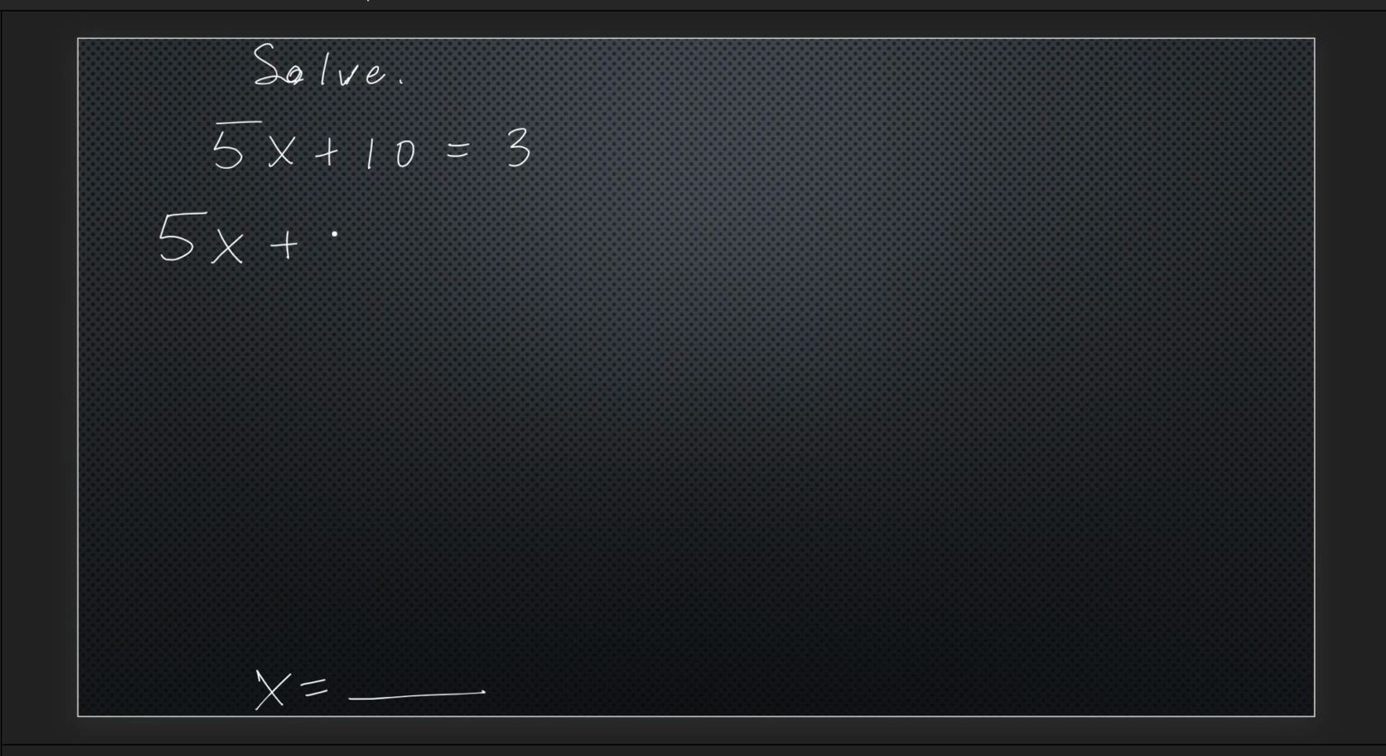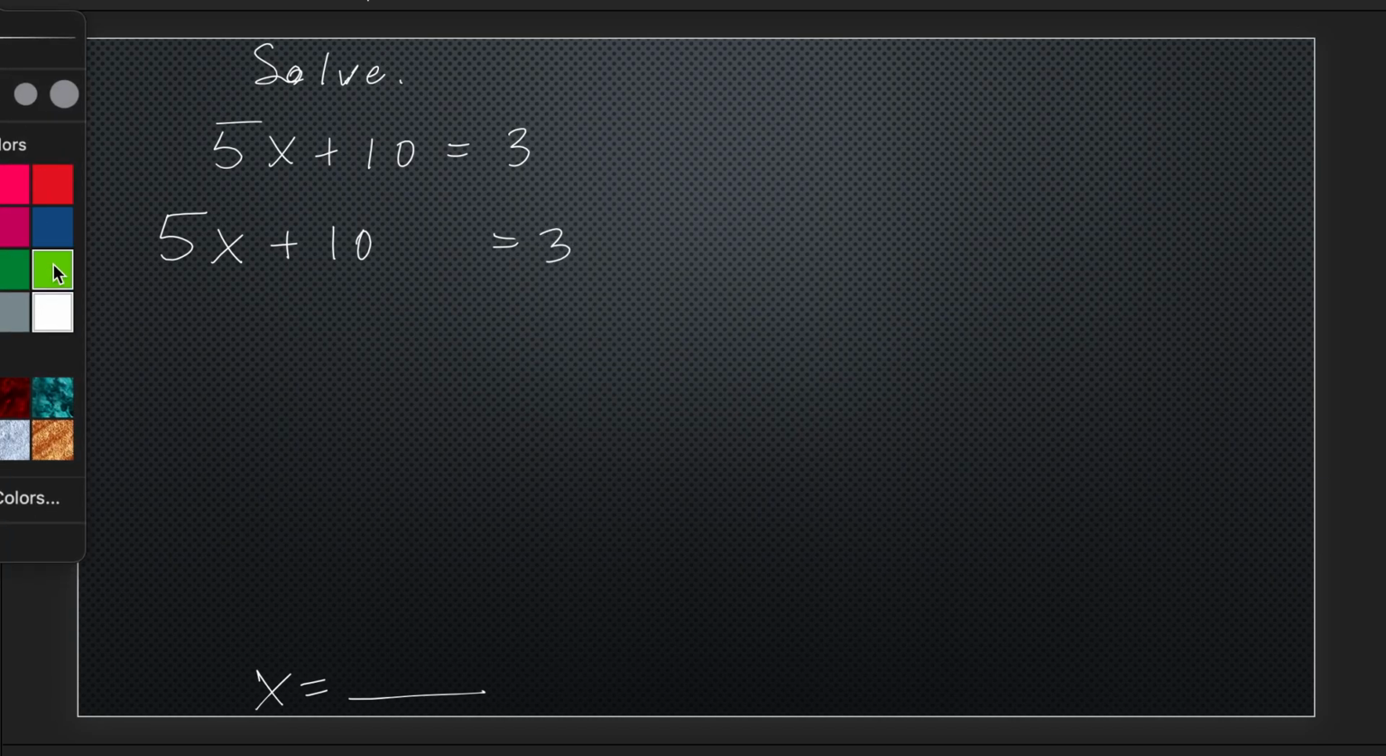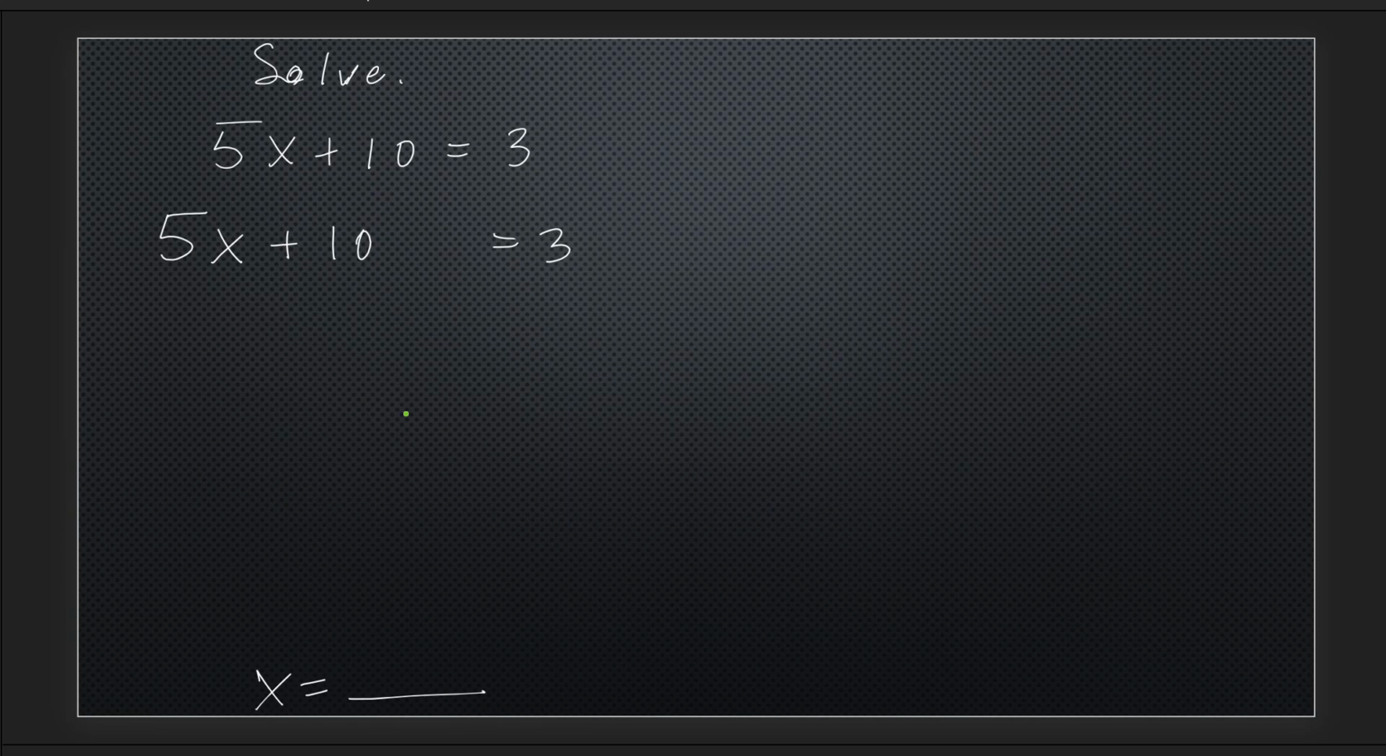So I want that 10. I'm going to start with the 10. I want it to disappear from the left side and appear on the right side, so I can combine it with the 3, because it needs to go away from the x. So I can make it disappear if I subtract 10. And if I subtract 10 on that side, I've got to subtract 10 on this side.